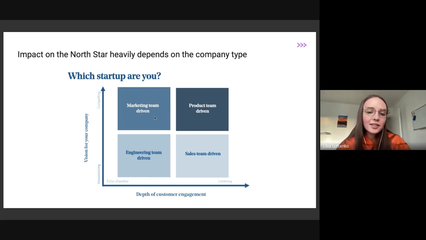So if you're a marketing team-driven company, it makes sense to do correlation analysis with your North Star and any sort of marketing-related variables. Sales team-driven company, same here. So I would say to make sure your correlation analysis is applicable, try to define what drives your product first.